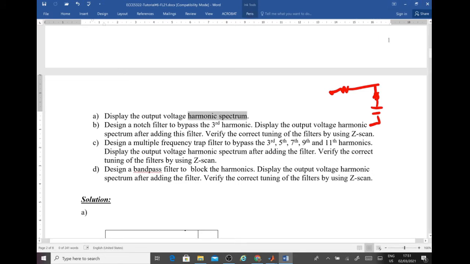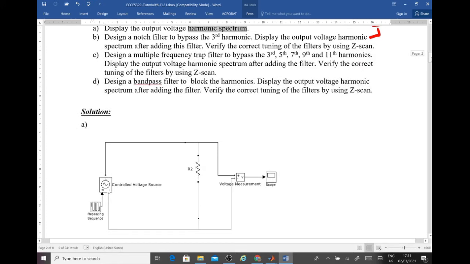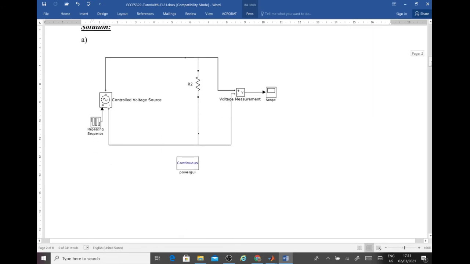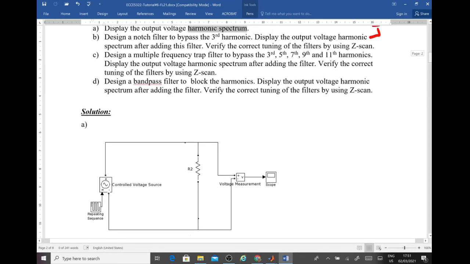Okay, so now if we look at our circuit, this is our initial circuit. Now what we need to do is put a filter to get rid of the third harmonic, such that when we do the Fourier analysis, the third harmonic will be taken out. Here we have to put the notch filter, which consists of L, C, and a small resistance. So this is what we need to add in our circuit.